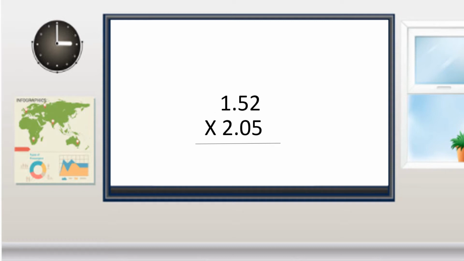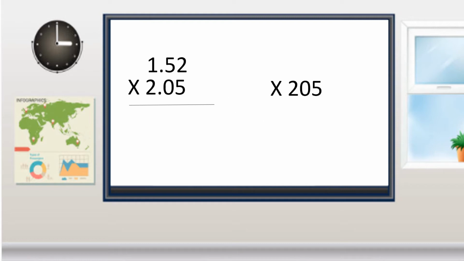In multiplying a decimal by another decimal, you can multiply them as if they are whole numbers. For example, 1 and 52 hundredths times 2 and 5 tenths. In this case, multiply as if they are whole numbers.